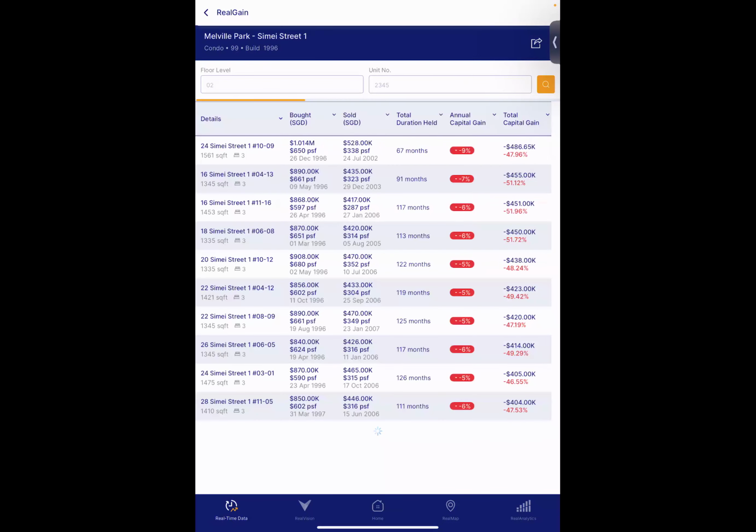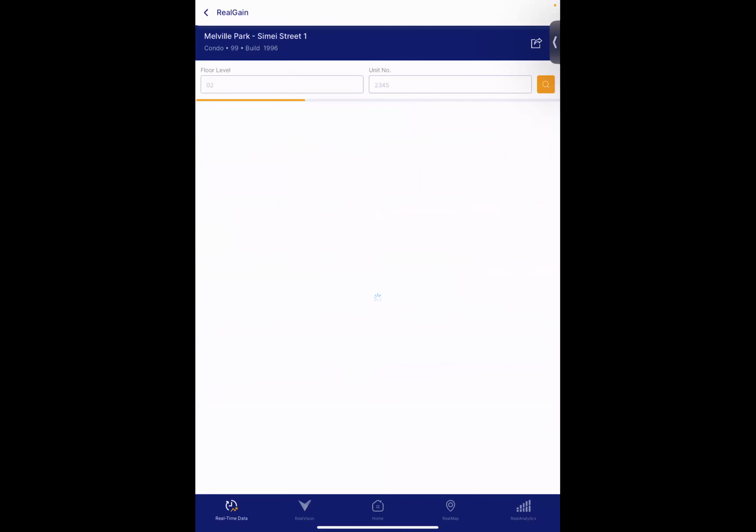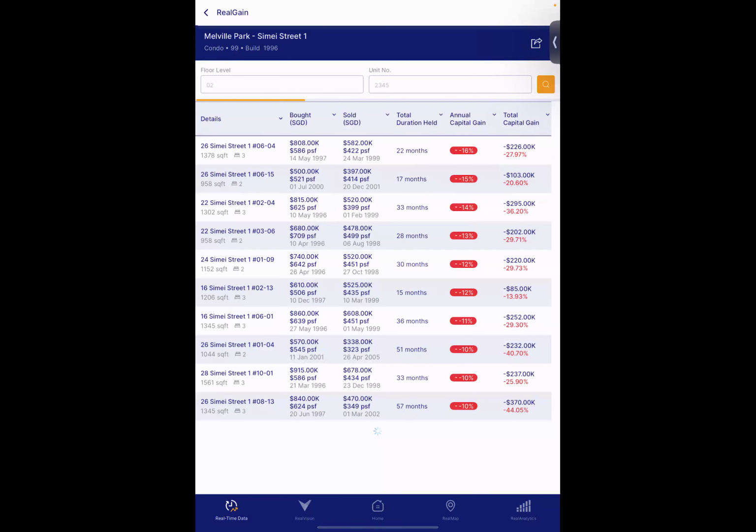Sorry, for Melville Park, the gain and loss one, my data and your data are a bit different, because I rearranged the capital gain, highest to lowest or lowest to highest. Just now it was showing me 0%. How do you do the capital gain arrangement? There's a drop down. You click on the drop down, and then you click lowest to highest. Okay, thank you.